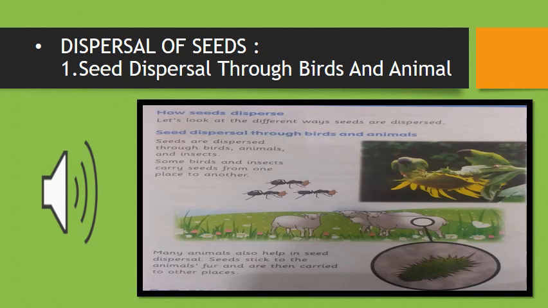The first one is seed dispersal through birds and animals. Reading. Seeds are dispersed through birds, animals and insects. Some birds and insects carry seeds from one place to another. Many animals also help in seed dispersal. Seeds stick to the animal's fur and are then carried to other places.